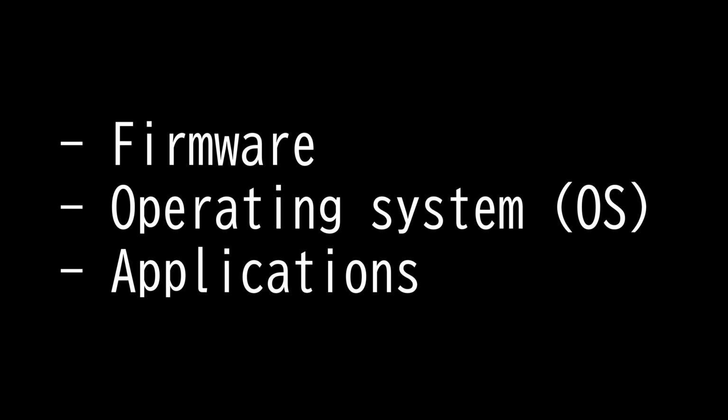Next, we have the operating systems like Windows or Linux. An operating system is an interface to make the hardware functional. It is an intermediary between the applications and the computer hardware.